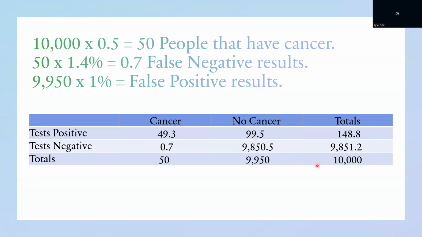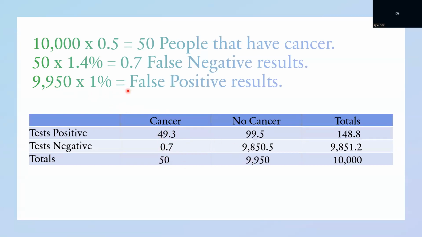For the false negative, of the 50 people with cancer, 1.4% of them tested negative. So the remaining would be 49.3. Those people tested positive and actually had cancer.